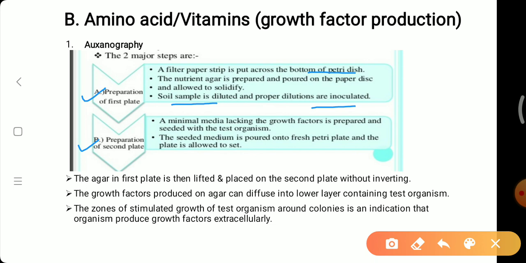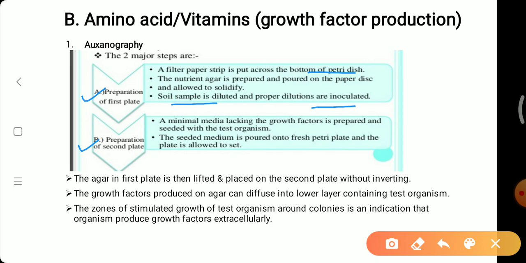In the preparation of the first plate, we take a 9 centimeter diameter Petri plate and we cut a filter paper strip of 12 centimeter. In that Petri plate, we put the filter paper strip, and on the filter paper strip we pour nutrient agar, and from the soil sample aliquots we spread onto it.